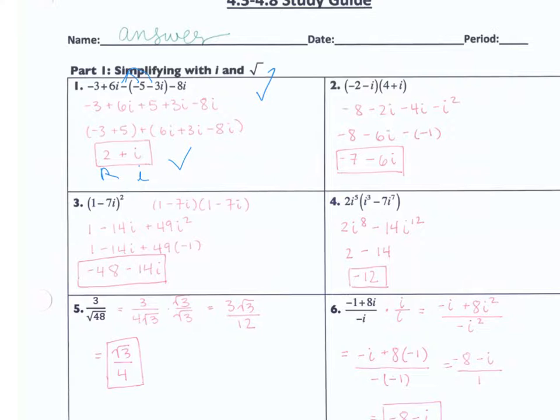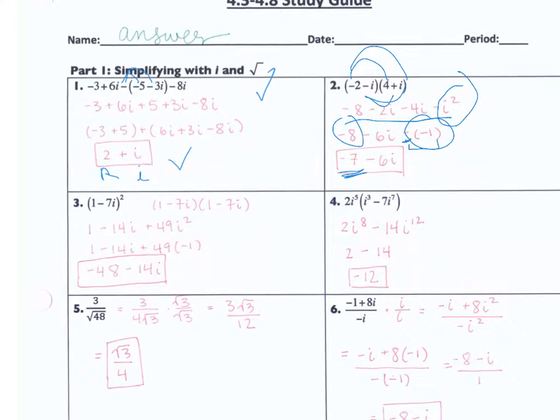Anyways, so for number 2, you need to make sure that you FOIL and distribute. And when you do that, you will get all of this. Just don't forget, you replace i squared with -1, and that is why we get negative and then -1. So it becomes +1, and 1 and -8 is -7.